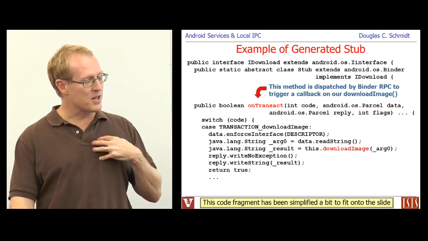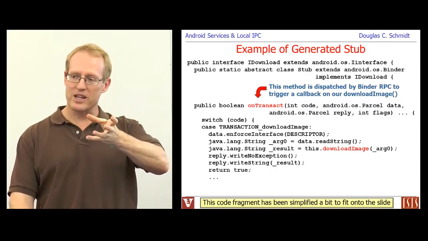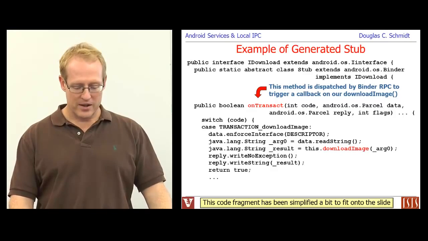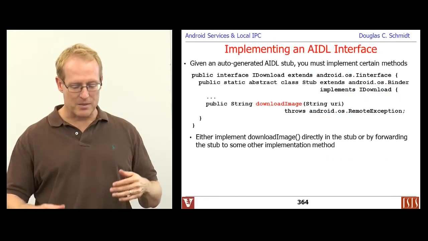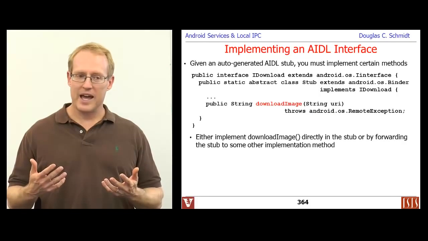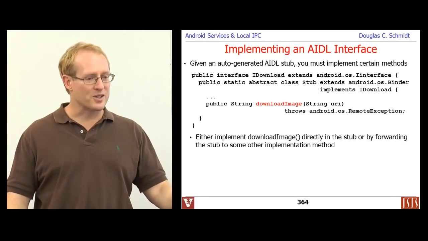The receiver side, the stub side, gets called back as the objects come up from underneath the binder framework in libbinder, and the onTransact method is called, and that does this stuff, and that ends up ultimately calling the downloadImage method that we have to implement as the people who want to define this service. So let's take a look at that part.